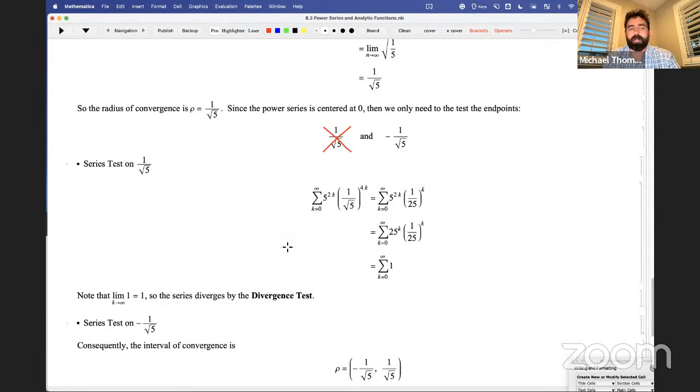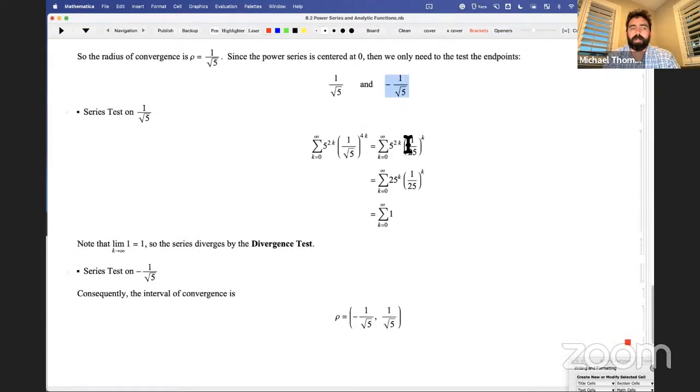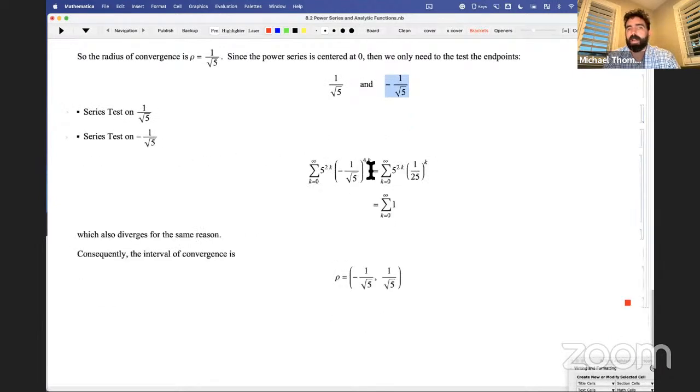Okay, what about the other one? Well, we just do the same thing. We take it, we plug it into our power series. It turns it into a series of constants, ends up being the same. So it diverges for the same reason. So that means that we don't want to include this guy either, neither one. So that means that our interval of convergence, I don't know why I wrote a row there, it's probably in my sleep. That means that this is our interval of convergence. Is that okay?